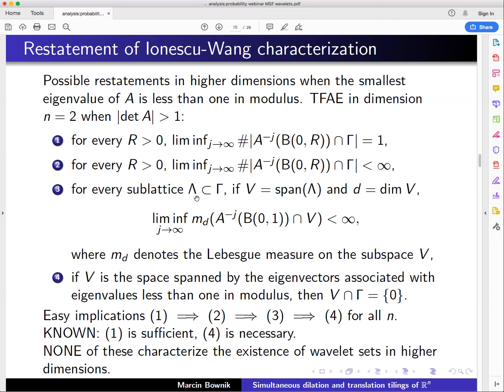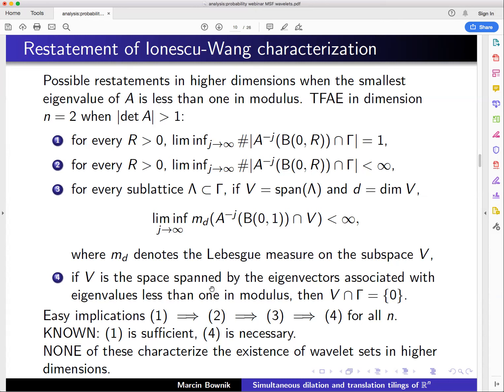The other way to do this is to look at lattice subspaces. So you take any sublattice, look at the space spanned by that, it has dimension D. Again, look at negative dilates, but then this time intersect with that subspace spanned by the sublattice, and you look at the Lebesgue measure, and you require, for example, that those D-dimensional Lebesgue measures stay bounded, at least for some subsequence. So lim inf stays bounded.